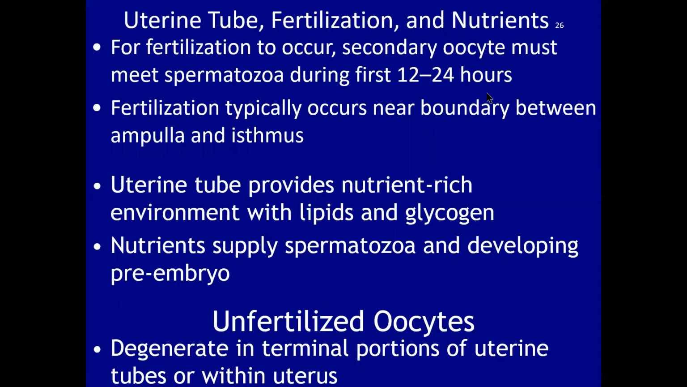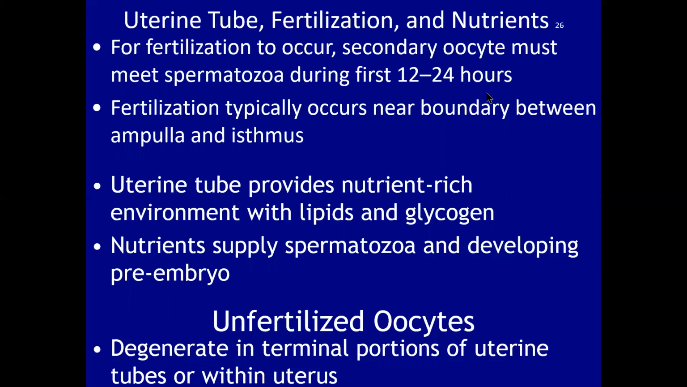The oocyte needs to meet sperm within 12 to 24 hours after ovulation. And this fertilization event, if it occurs, typically occurs close to the boundary of the ampulla and the isthmus.